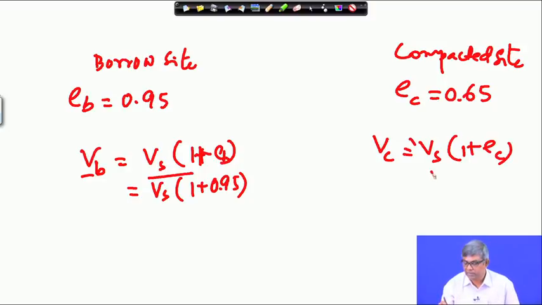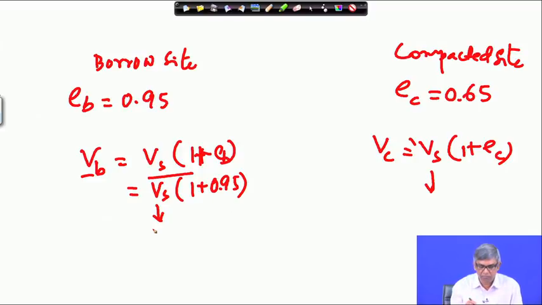Now, this Vs and this Vs, in the two conditions, Vs will not change because of the compaction of the soil. Because of the compaction of the soil, void will be reduced, but solid volume will not change. So, that is the assumption if you make, then the two cases are Vb and Vc. So, this is the Vs I can find out.